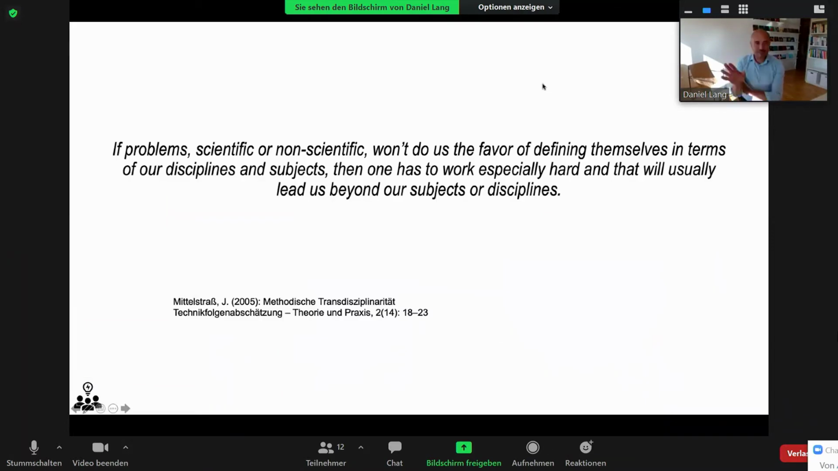So if we take all of this seriously, and if we look at the ways in which we produce this knowledge, I still like this quote of Jürgen Mittelstraß that he already coined in 2005, where he said, well, if the problems, and I think most of the problems and phenomena we are dealing with, don't really fit into clearly defined disciplines or subjects, then we really need to go out of these disciplinary silos and really go beyond subjects and disciplines.